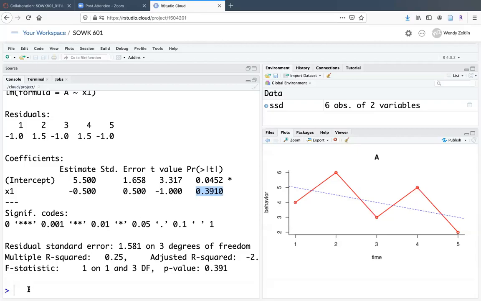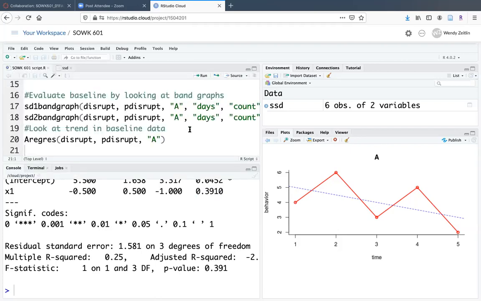Hey everybody, in this video, I'm going to continue our analysis of the baseline that we began last time. And if you recall, we can bring this back up, that we looked at outlying data and stability of the baseline in terms of SD1 and SD2 band graphs. And we looked for a significant trend in client X's baseline behavior.